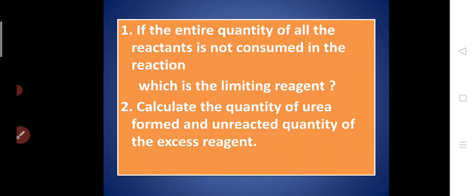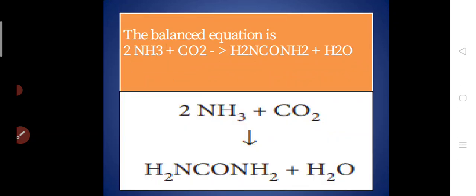If the entire quantity of the reactant is not consumed in the reaction, which is the limiting reagent? We can find the limiting reagent just by looking. Ammonia is going to be the limiting reagent. Then something is going to be in excess, and how much of it is consumed and how much is left out, they ask us to calculate in the second question. For that, the balanced equation has been given to us.